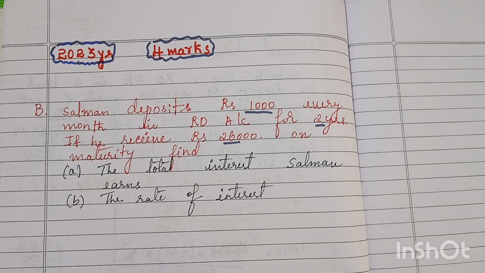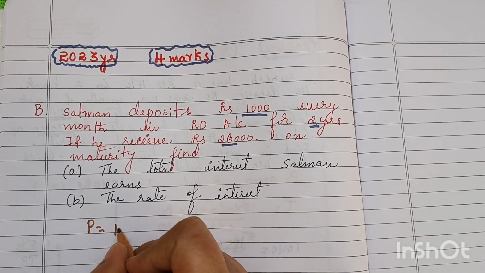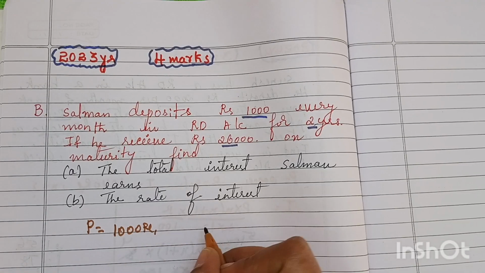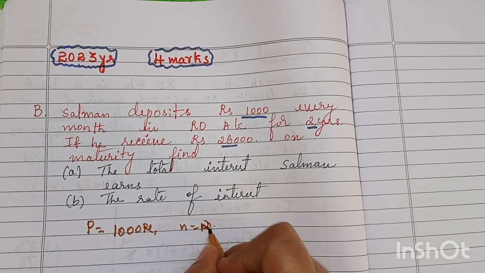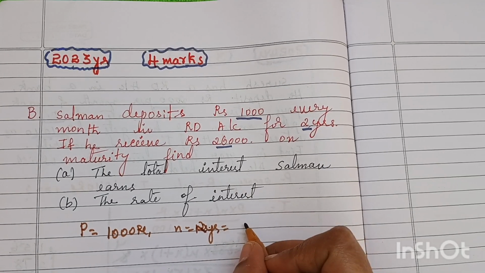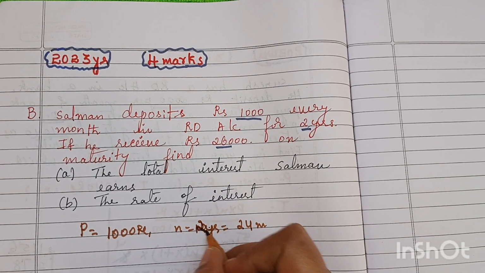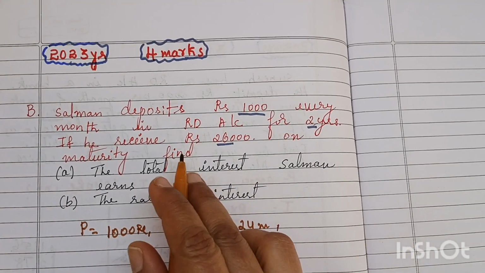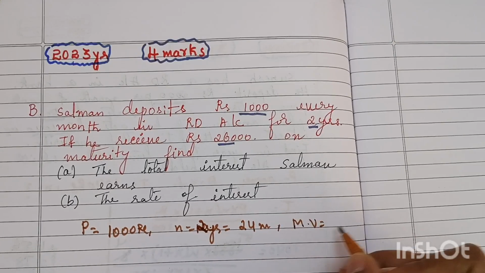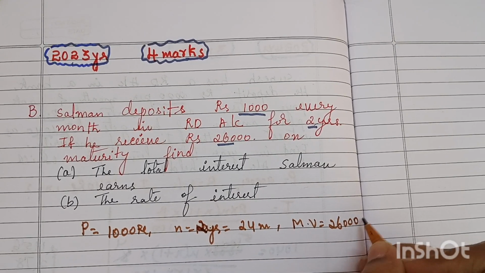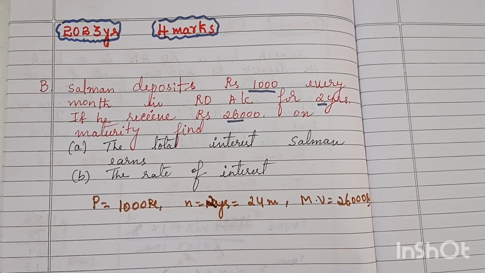So I'll write here: principal amount is 1000 rupees, and number of years is 2 years. 2 years equal to 2 times 12, 24 months. And he received 26,000 rupees as a maturity value. So maturity value is 26,000 rupees. What information is given, that we have to write first. Okay, now write the formula.